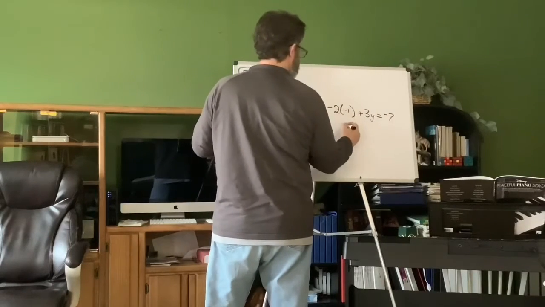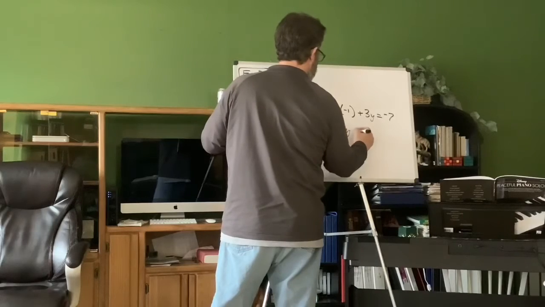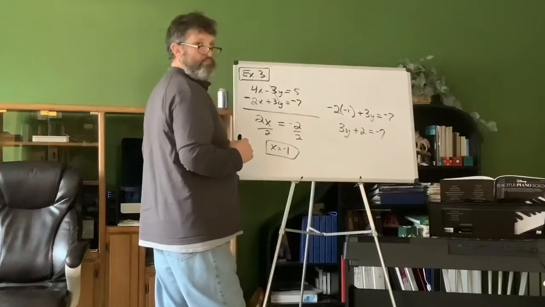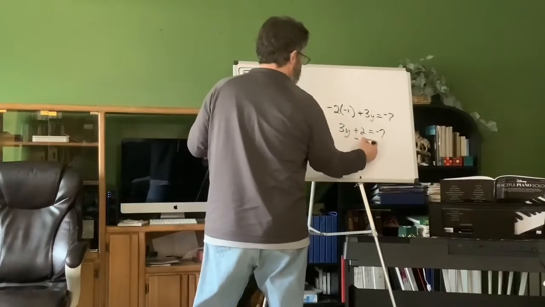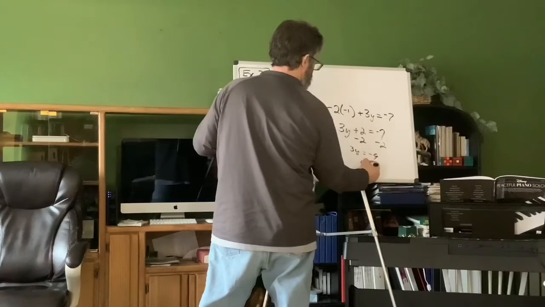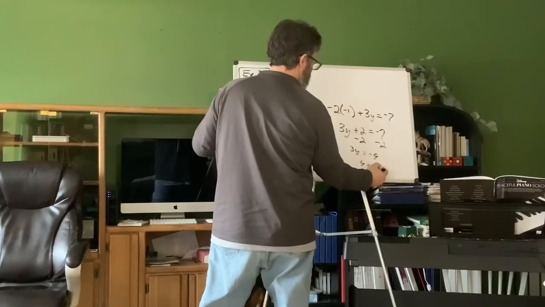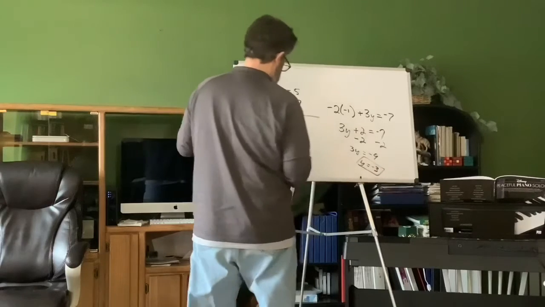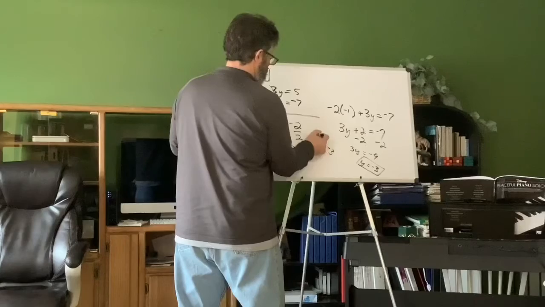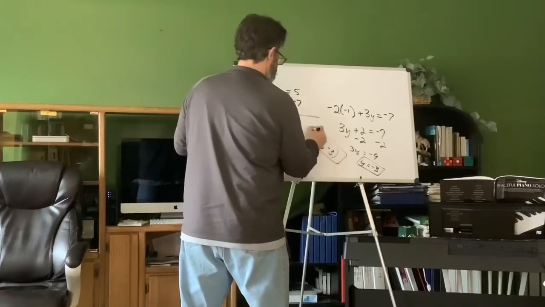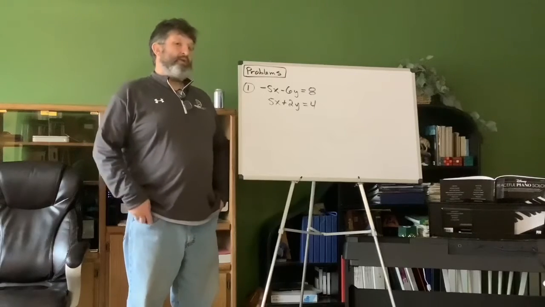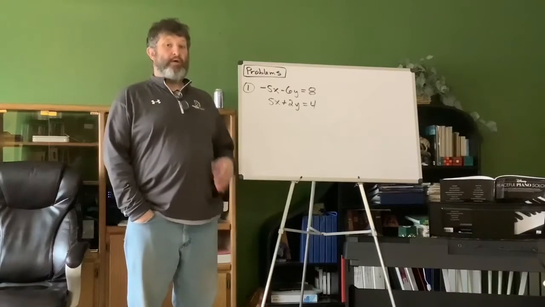So -2 times -1 is a +2, isn't it? So here I go. 3y plus 2 equals -7. Subtract 2 from each side. 3y equals -9. Y equals -3. Answer, x, y, so it's going to be -1, -3. Bang!